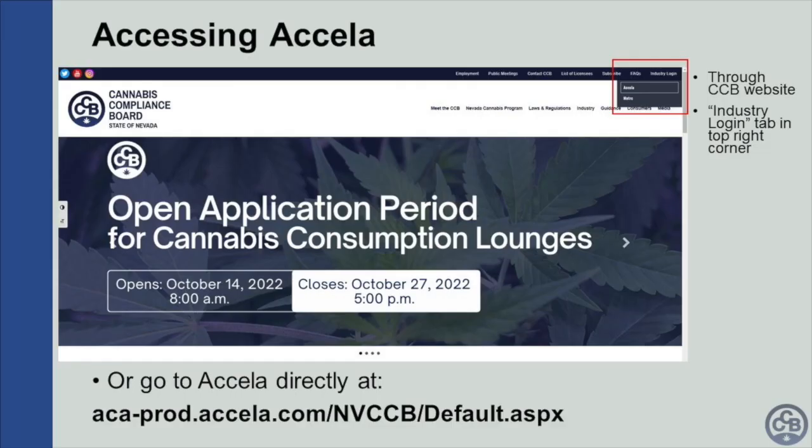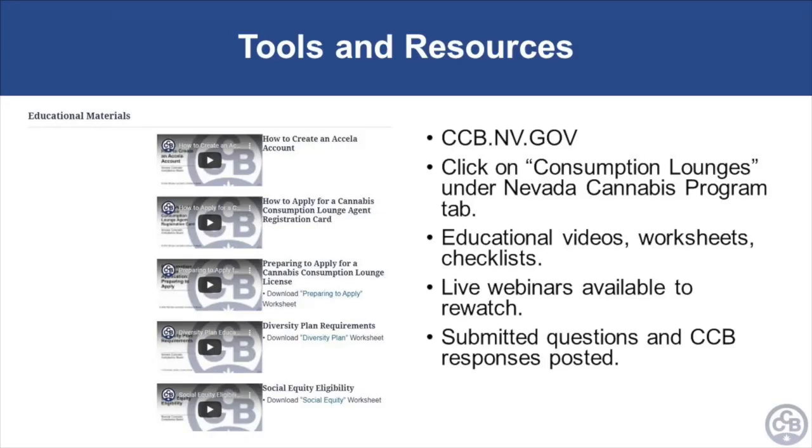As a reminder, you can access this page by going to our website, ccb.nv.gov. You'll find the link to Accela in the top right under Industry Login. Or you can bookmark and save the URL to get to the Accela homepage directly. You'll need an Accela user account in order to apply for a license, and we have a brief video walkthrough of how to create an Accela user account on our website.